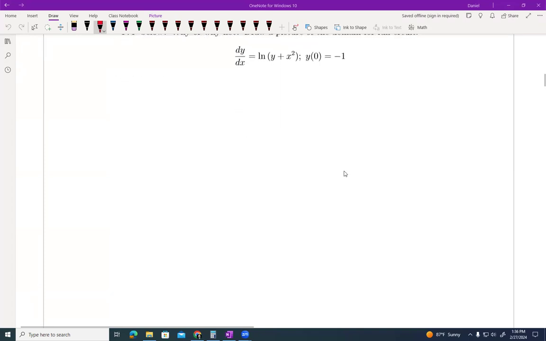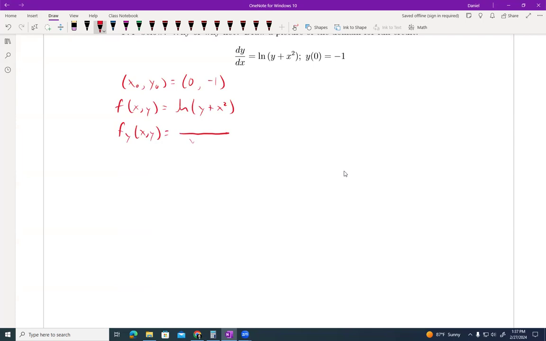Okay, so let's label a few things here. First of all, I have this x0, y0 that's given to me over here. My x0 is 0, my y0 is -1. My f of x,y is going to be the natural log of y plus x squared. And then I'm going to need the partial derivative of this as well, right? So if we take the derivative of ln, we just get 1 over whatever was on the inside times the derivative of the inside part with respect to y, and that's just going to be 1. So there we have it.